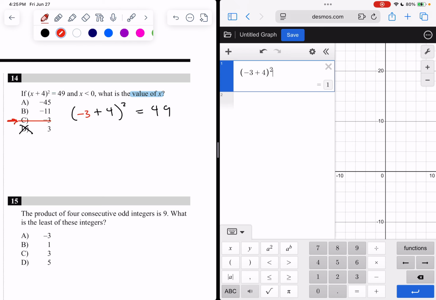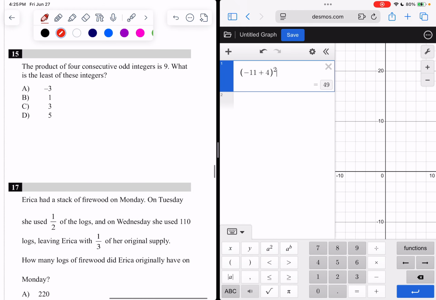Now, I know not to go the other direction because we want something negative, so let's swap this out for -11. I'm going to get rid of that, make it -11. I'm just going to try that again. Grab my calculator, -11 plus 4, close parentheses and square it. Oh, I get 49, so that must be my answer.